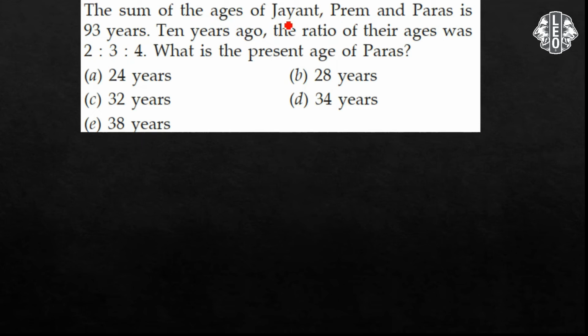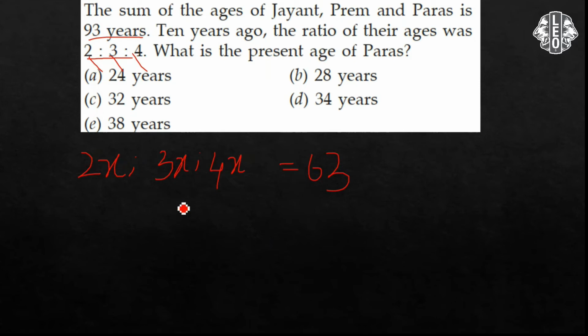So the sum of the ages is 93 years. Ten years ago, the ratio of the ages was given. They are multiples of some x, right? So 2x, 3x and 4x. But these are all the ages from before 10 years. So just subtract 10, 10, 10 from each of the ages, and this will get you 63. Sum up, you'll get 9x.